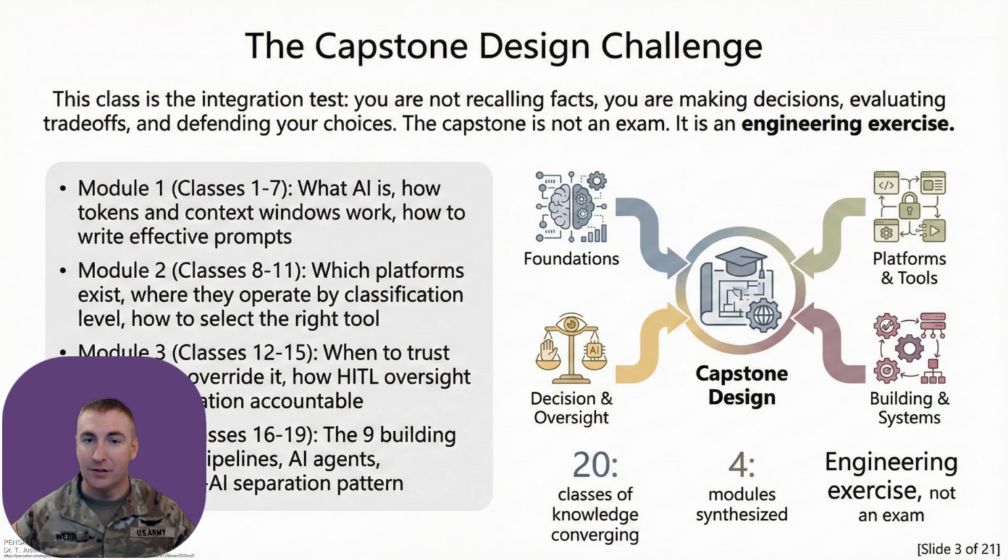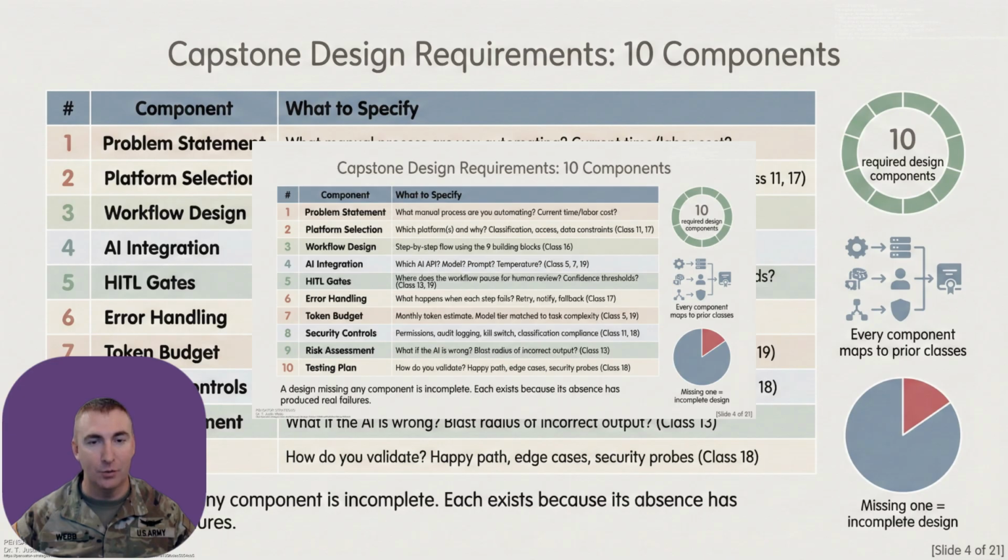So what exactly does a complete design require? 10 components. Skip 1, and your design is incomplete. Let me tell you why these matter. Missing the token budget means your automation dies mid-month. Missing error handling means a failed API call creates a silent data gap the commander never sees. Missing the HITL gate means an AI-generated report goes straight to the general without human review. Each component exists because its absence has produced real failures in real military deployments. 10 for 10, or it does not ship.